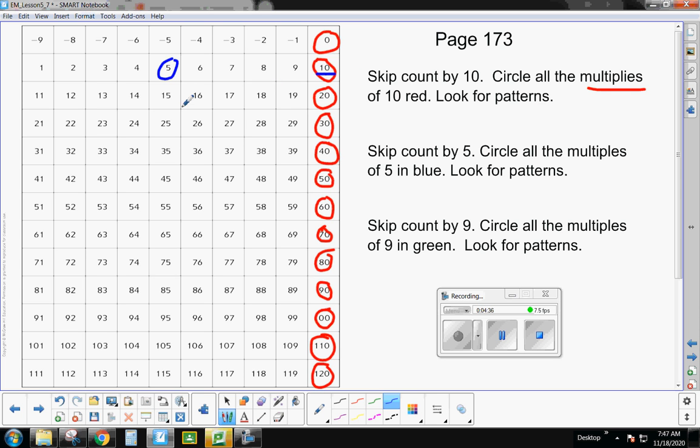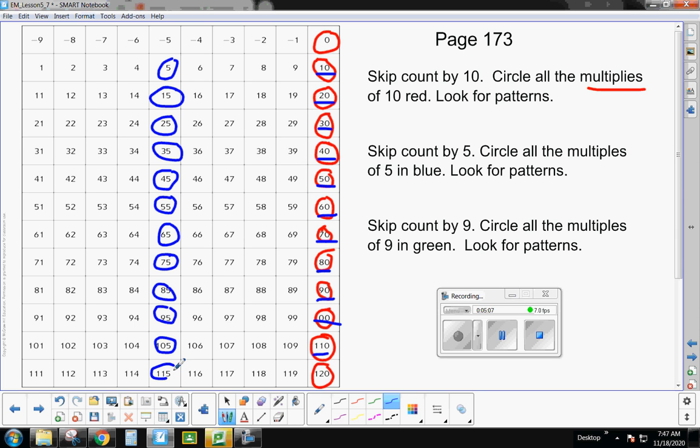I'm going to underline it over here. Then we have 15, 20, 25, 30, 35, 40, 45, 50, 55, 60, 65, 70, 75, 80, 85, 90, 95, 100, 105, 110, 115, and 120.